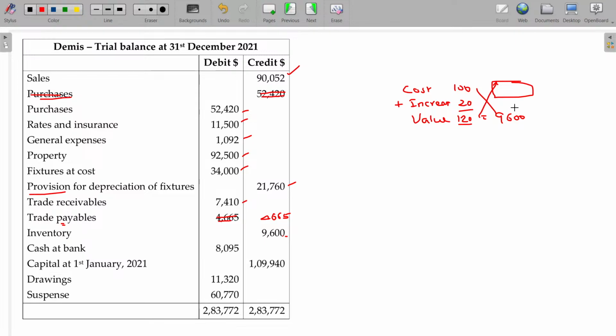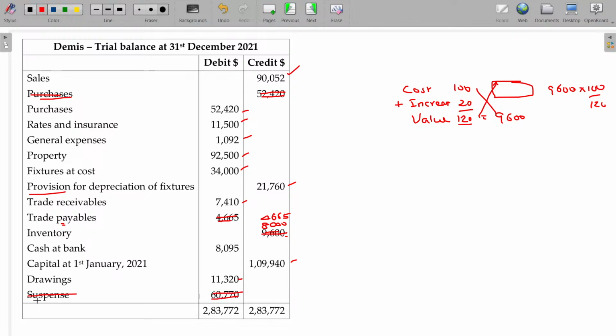So 9,600, you have to do the cross multiplication: 9,600 into 100 by 120. This value is 8,000. So I correct this to the cost value of 8,000. And cash at bank is correct, should be on the debit side. Capital should be on the credit side, also correct. Drawings should be on the debit side. Correct. And the suspense account should be eliminated.